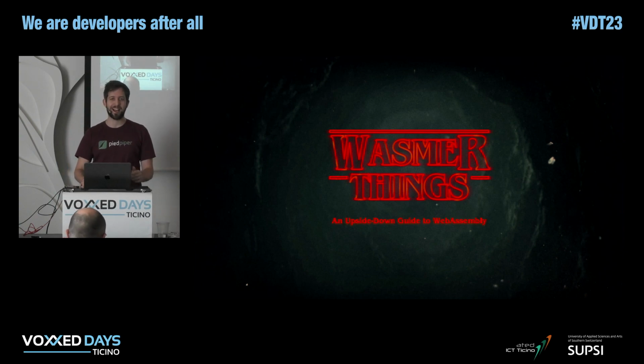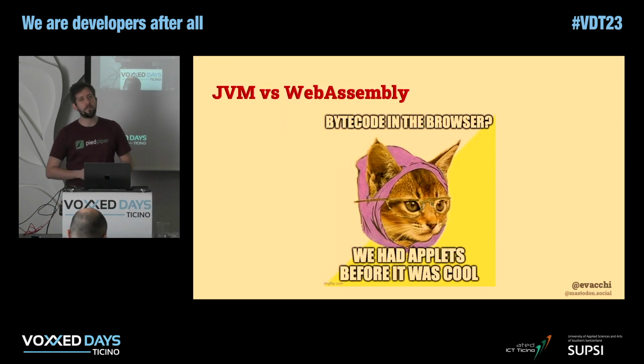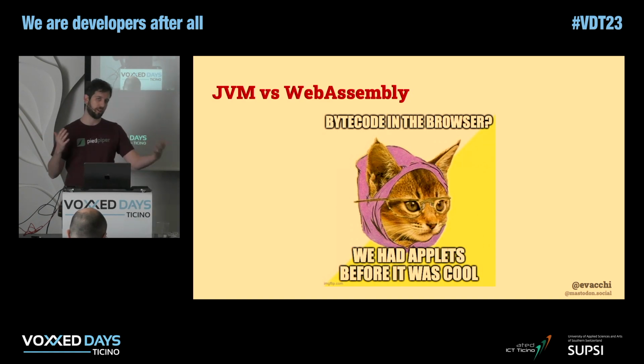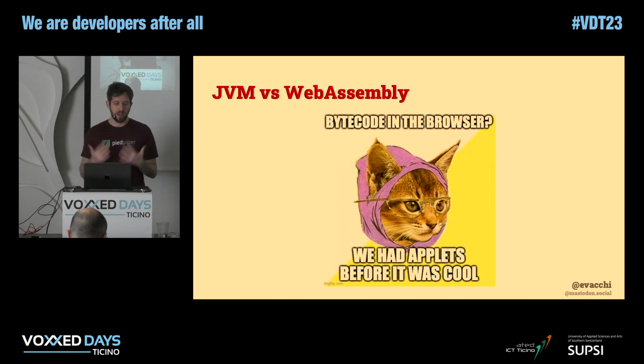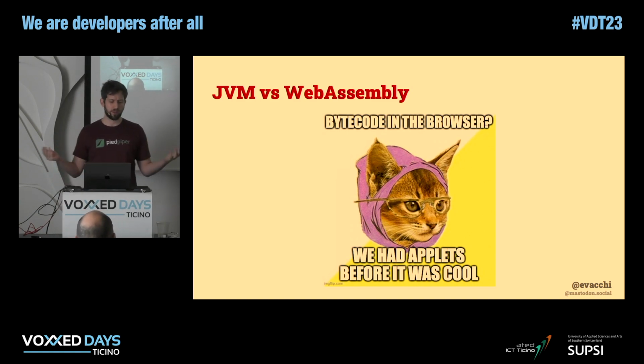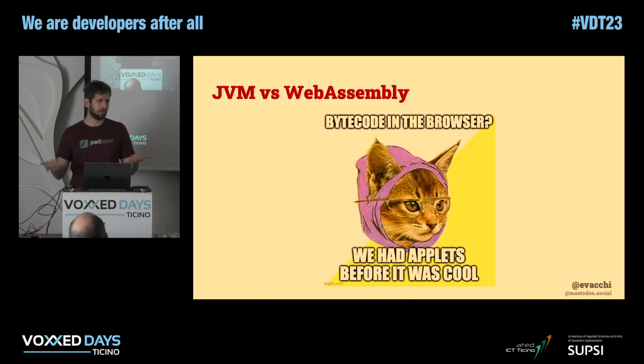Let's start with the actual content. I assume that a lot of people here are familiar with the JVM, so I'm going to take that perspective. I'm going to talk about the difference between WebAssembly and the JVM, because at first glance, a lot of people familiar with the JVM may say, well, bytecode in the browser, we had Applets already. What's new with that?